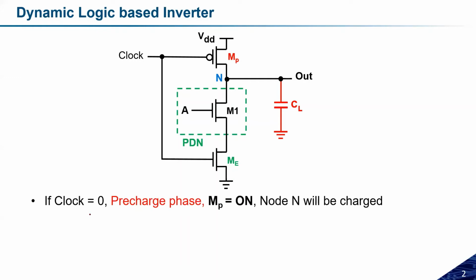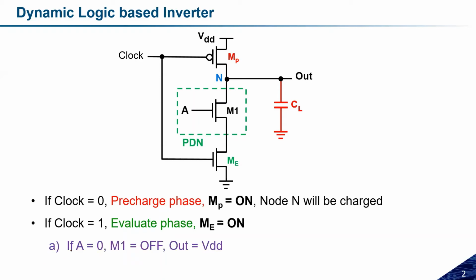If clock is equal to 0, there will be the pre-charge phase. In the pre-charge phase, MP will be in the on state, and then node N will be charged. But if clock is equal to 1, we call it the evaluation phase. Then transistor ME will be in the on state, and MP will be in the off state. Now there could be two possibilities: either A will be 0 or A is equal to 1.